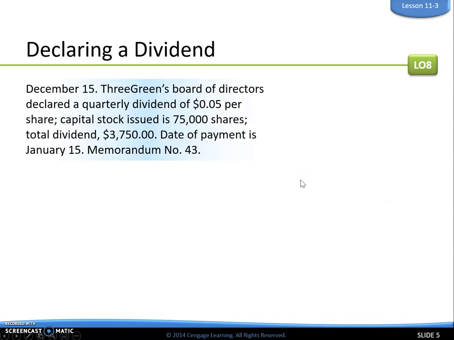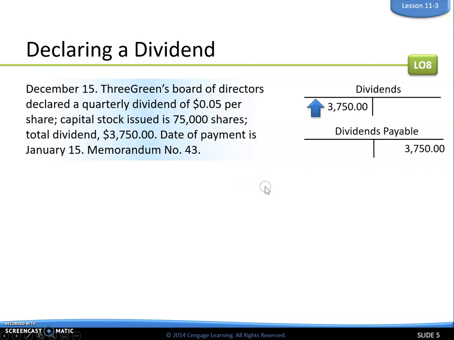So here's what it looks like. On December 15th, Green's Board of Directors declared a quarterly dividend of 5 cents per share. Capital stock issued is 75,000 shares. Total dividend is 3,750. Date of payment is January 15th, memorandum number 43. Here's what we're going to do to put that transaction into our journal. We are going to debit our dividends and we are going to credit our dividends payable.